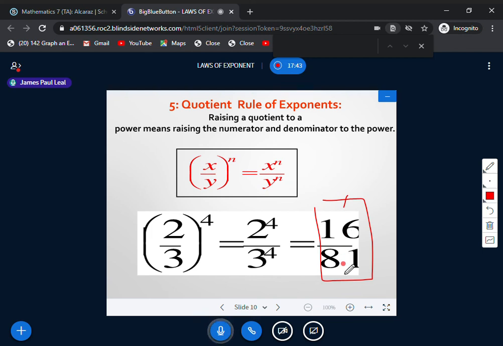Did you get the concept? For the quotient rule, again, let me repeat. We have the 5 laws of exponent: the multiplication law of exponent, the division law of exponent, the power law of exponent, the product rule or law of exponent, and the quotient rule or the law of exponent. So that will be the thing. Okay? So I want you to keep that always in your mind, the 5 laws of exponents. Okay? Are we clear on that?